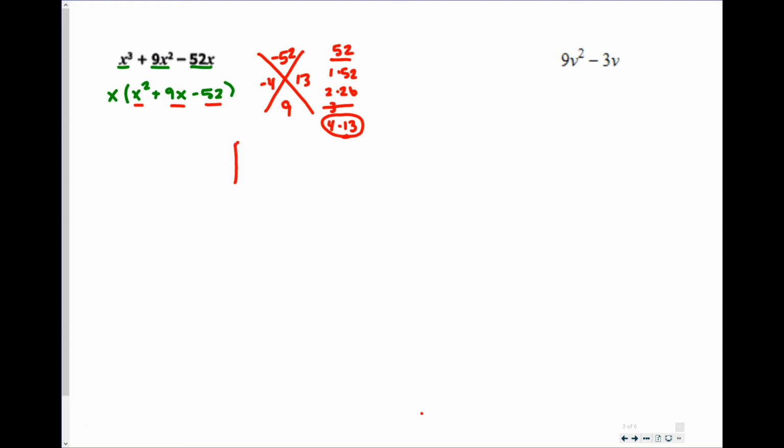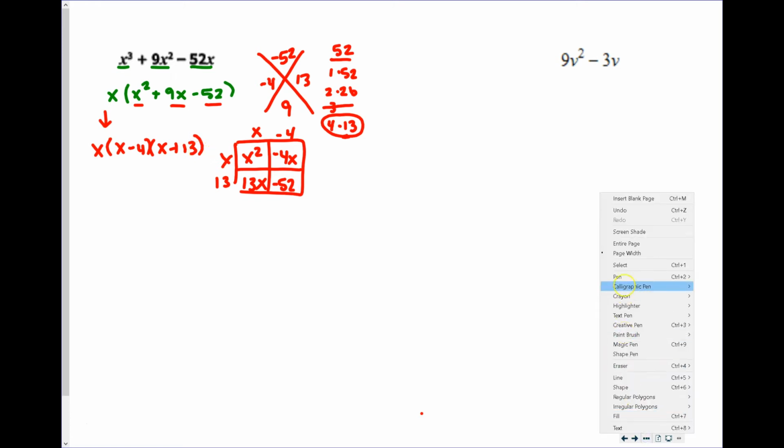I'm going to go into my Punnett square. I'm going to put an x squared here and a negative 52 here. I have a negative 4x and a 13x. This is x minus 4, and this is x plus 13. So my final answer, bring that x down, and then x minus 4, x plus 13.